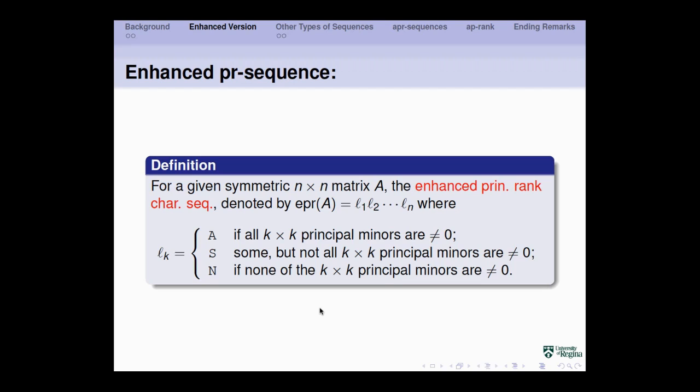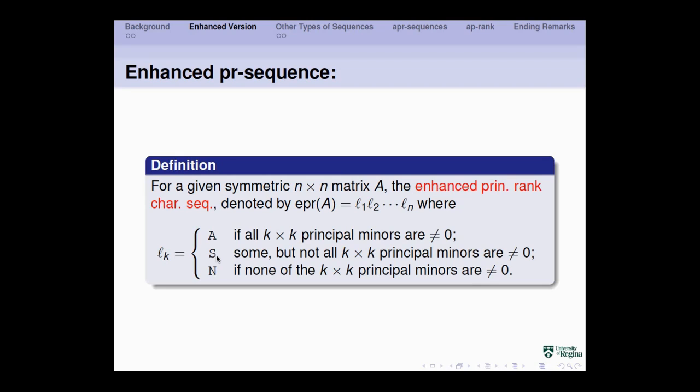So instead of solving the principal minor problem, which I'm not going to do, we looked at some variations of it. And so we defined something called the enhanced principal rank characteristic sequence. So rather than saying, suppose I hand you all of the values of all the principal minors and you find the matrix, we simplified that problem and looked at a different one. In this case, suppose I hand you a sequence of length n, l1, l2 up to ln, where the lk come from an alphabet of size 3: A, S, or N. And A signifies that, in the kth position, all principal minors are non-zero. That's all I'm telling you.